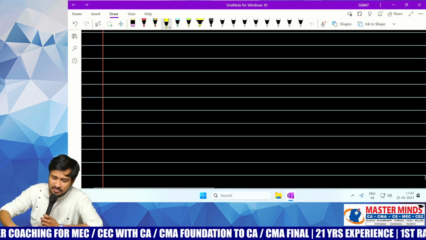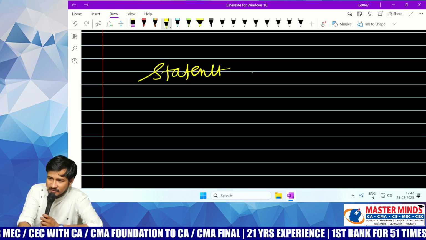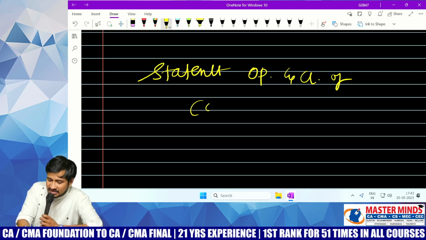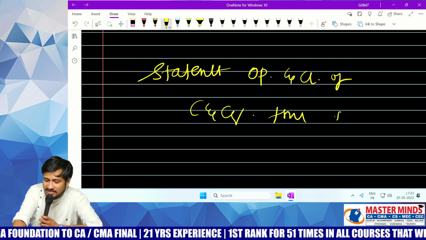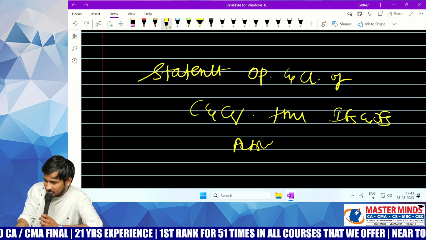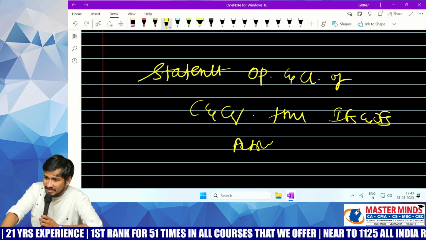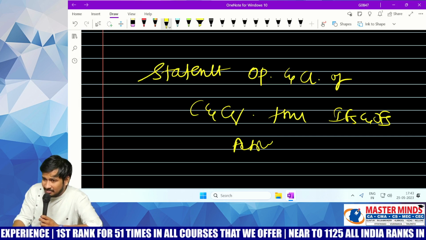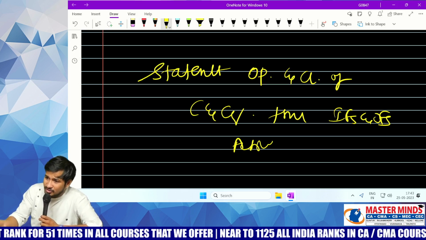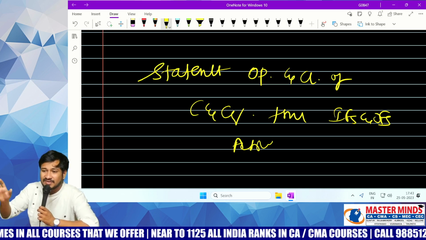So tell me, what is a cash flow statement? First of all, it is a statement which reconciles the opening balance and closing balance of cash and cash equivalents through inflows and outflows with respect to activities. Clear? A cash flow statement is a statement which reconciles the opening balance and closing balance of cash and cash equivalents through inflows and outflows with respect to activity-wise.